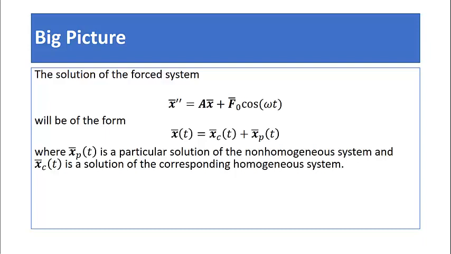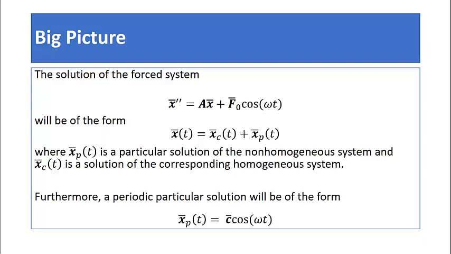So just like back in previous chapters when we were solving non-homogeneous differential equations, we first solve the homogeneous and find the complementary solution. We make a guess for a particular solution and then add the two together, right? And in this case, our guess for our particular solution is that it's going to be some vector c times the cosine of omega t. That's what our guess for our particular solution is going to look like.